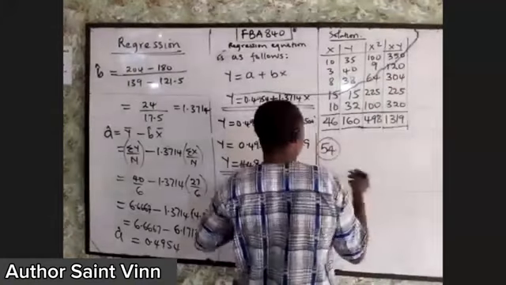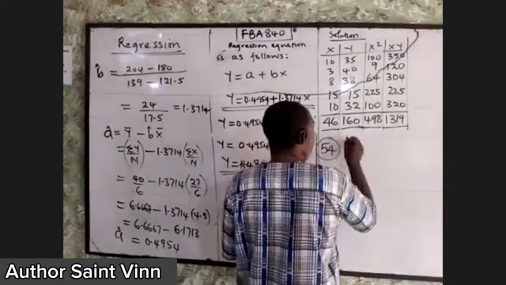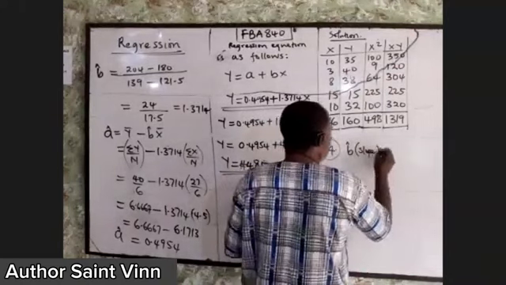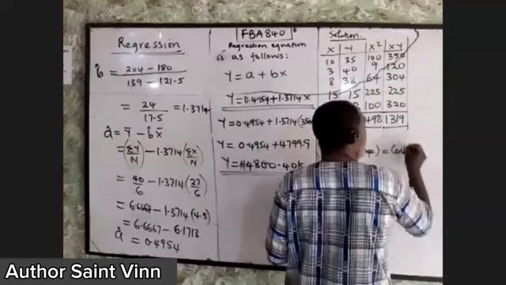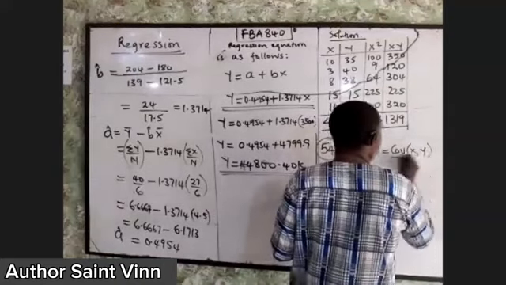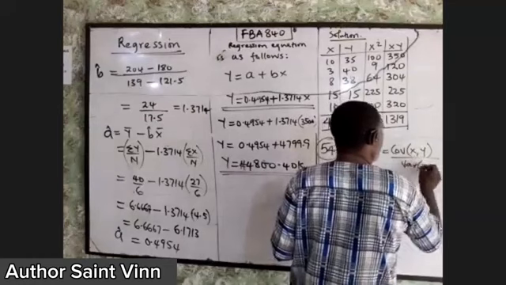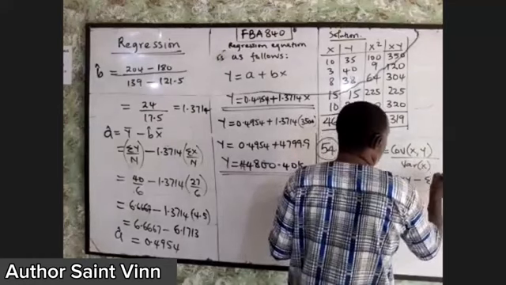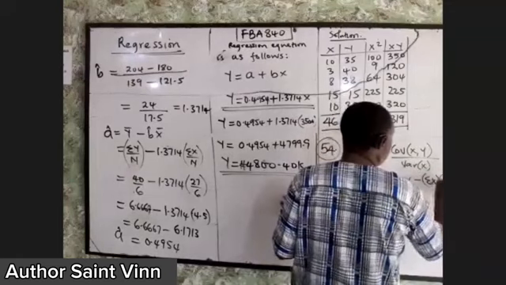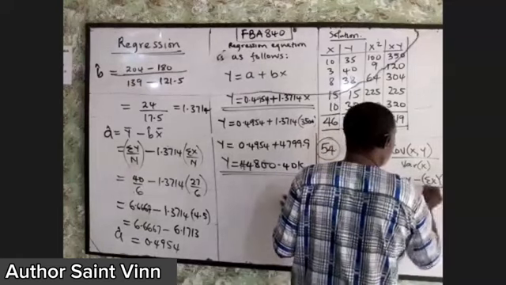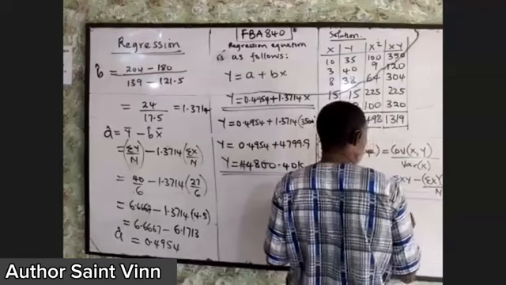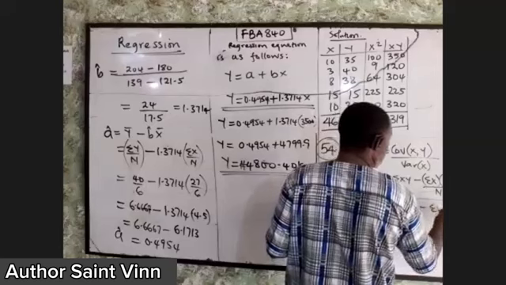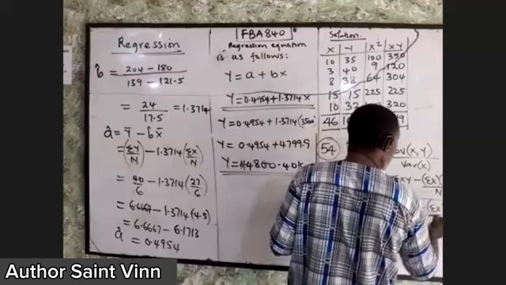This is your calculator. So we have to find b, which is the slope. That is the covariance of x and y over the variance of x. So here is the summation of xy minus the summation of x times the summation of y all over n, all over the summation of x squared minus the summation of x all squared over n.